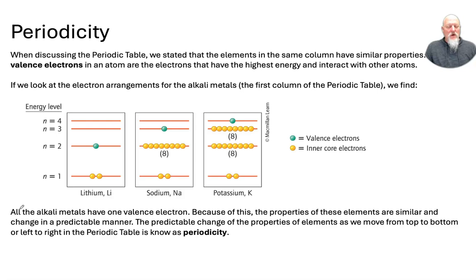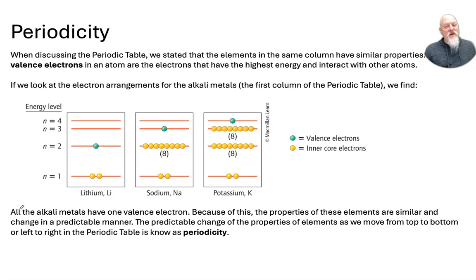Okay, so if we look at the electrons in the first three alkali metals. Remember, the alkali metals are the elements in the first column of the periodic table. So we're looking at lithium, sodium, and potassium. Now, lithium has 3 electrons, sodium has 11 electrons, and potassium has 19 electrons.